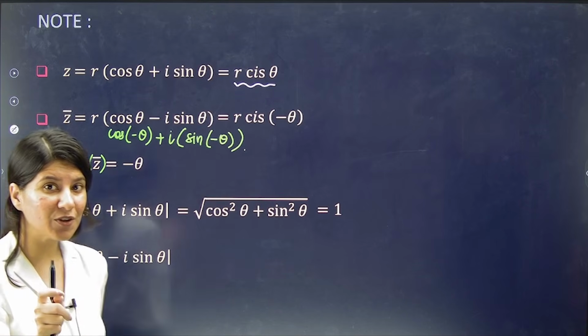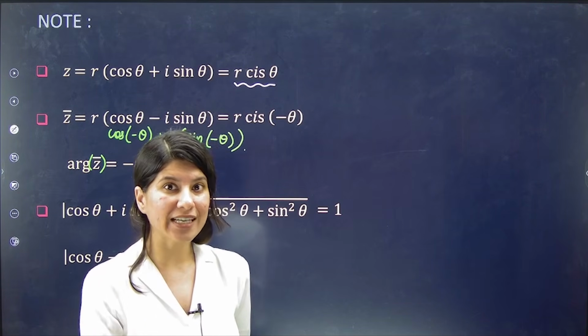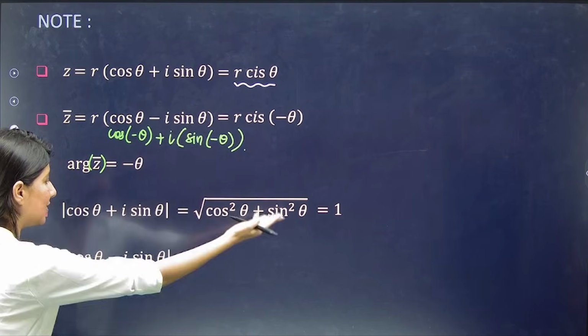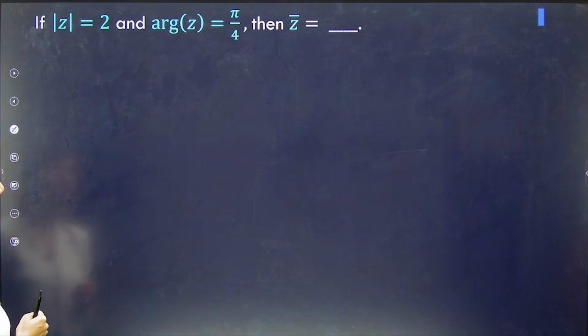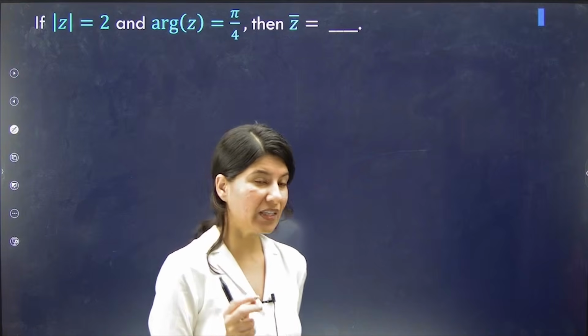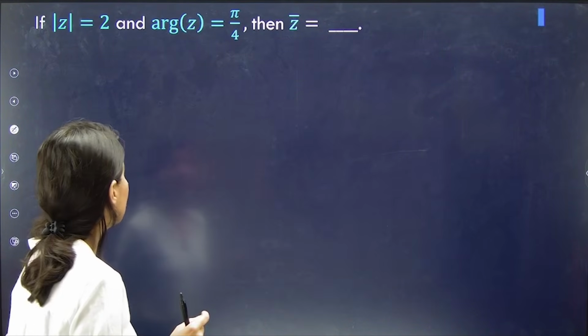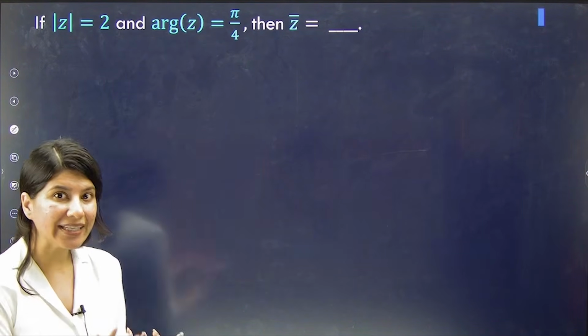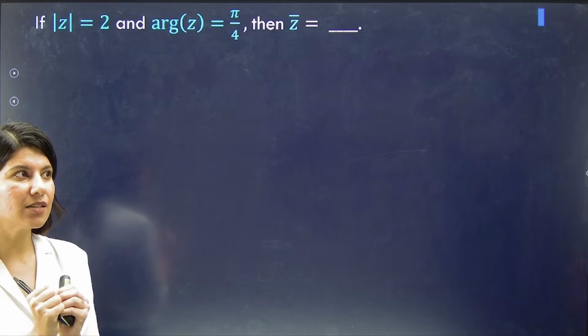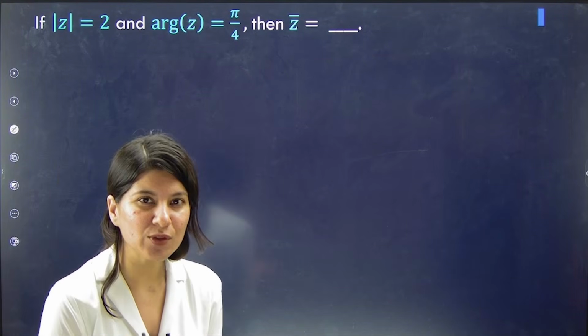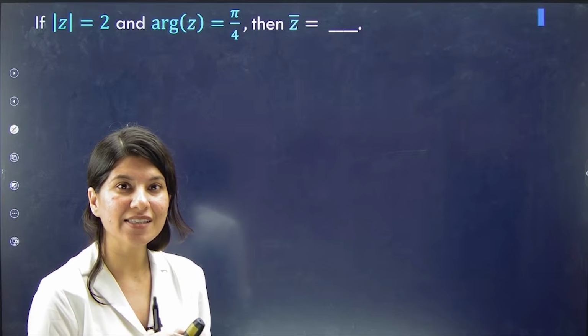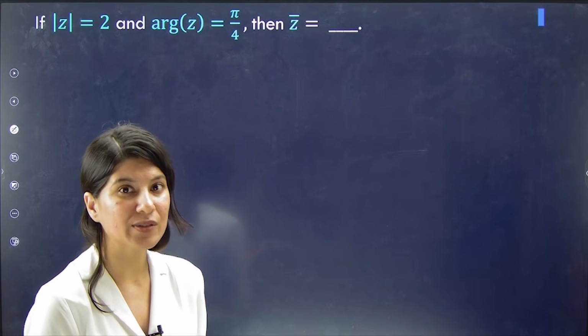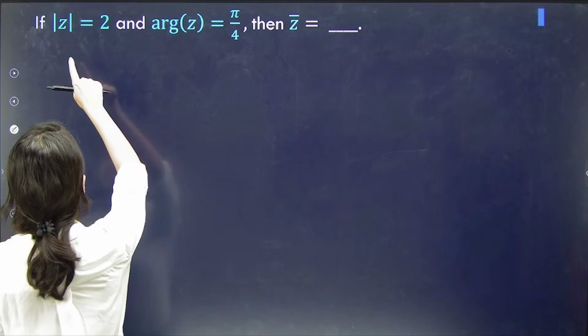There is a property also: mod z and mod z bar both are the same. So mod z is 1, so mod z bar is also 1. Right? Okay. Now let us talk about how to convert the forms, how to write in polar form. Let us do some basic problems to get a better understanding of how a polar form looks like.